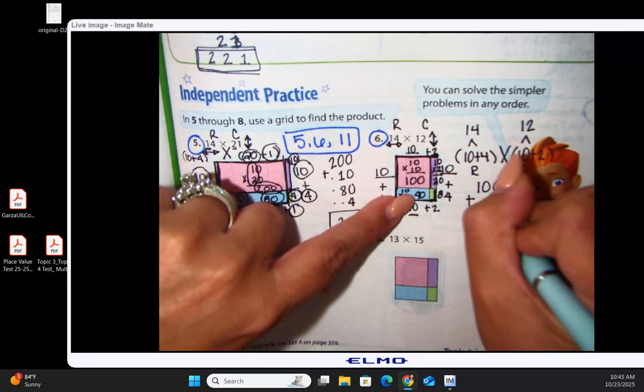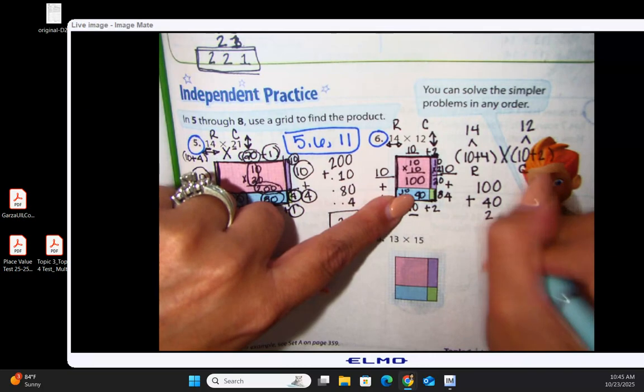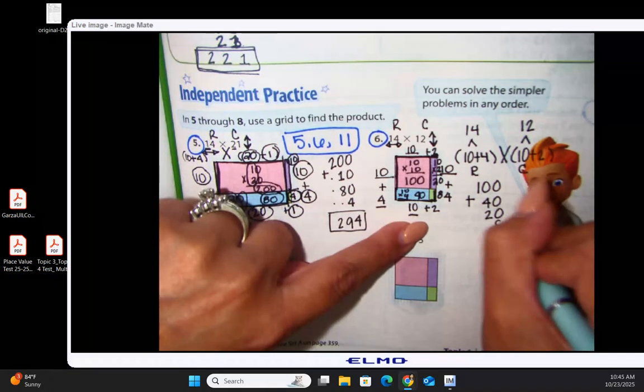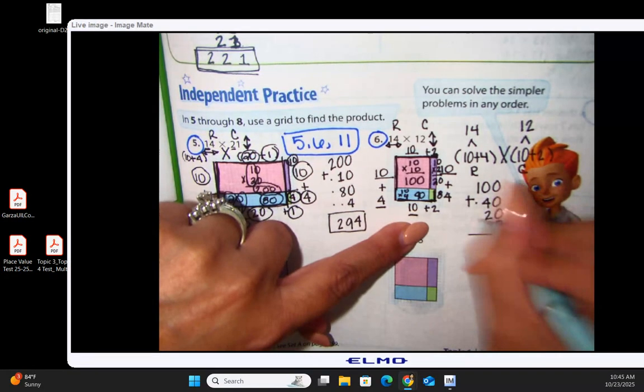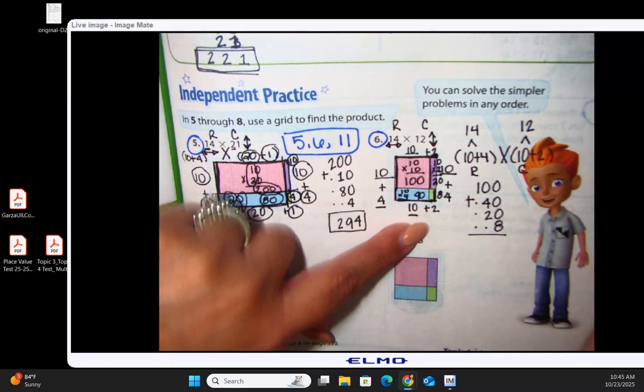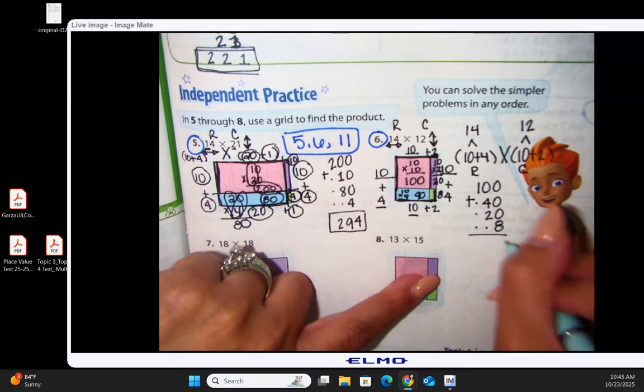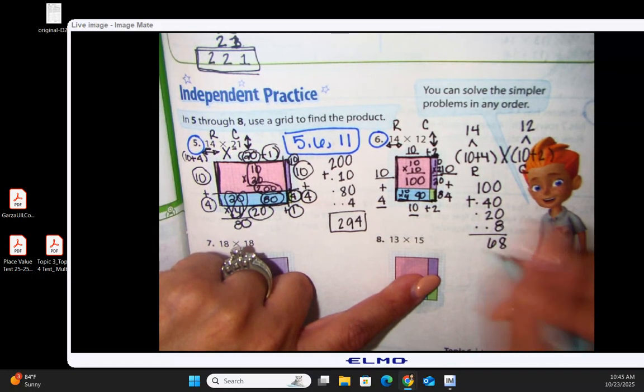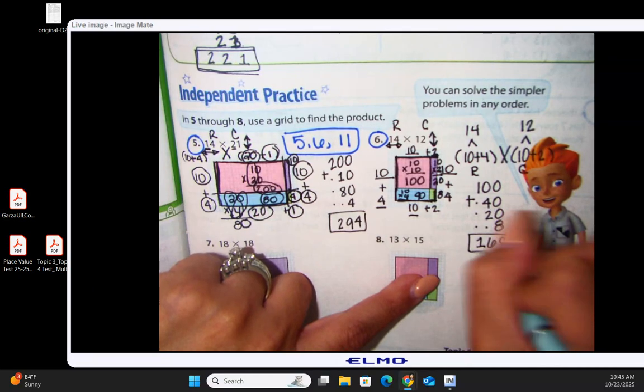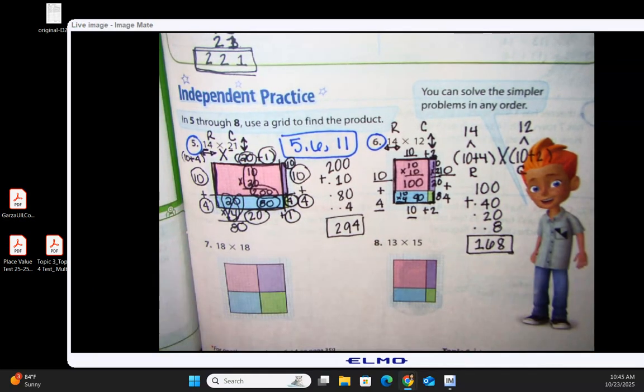Now I'm going to add all my partial products. 100 plus 40 plus 20 plus 8. If I see an empty space, I have to put a 0. 8, 6, 1. So my product is 168.